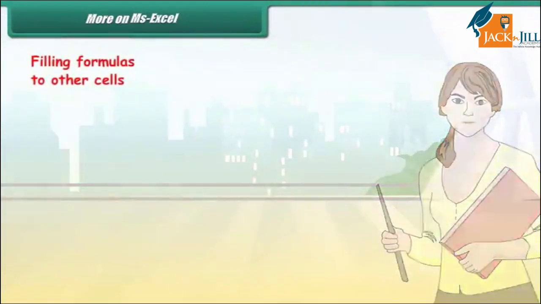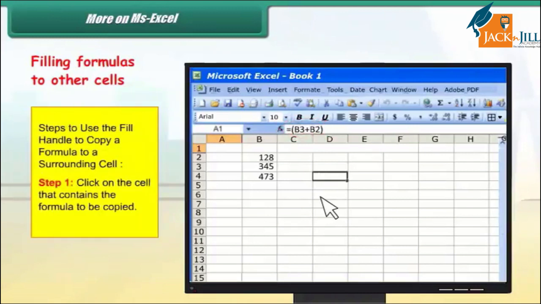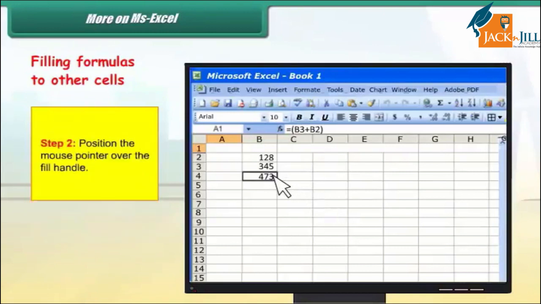Filling formulas to other cells. The fill formula method allows you to copy a formula and fill it into many different consecutive cells at the same time. Steps to use the fill handle to copy a formula to a surrounding cell. Step 1. Click on the cell that contains the formula to be copied. Step 2. Position the mouse pointer over the fill handle.